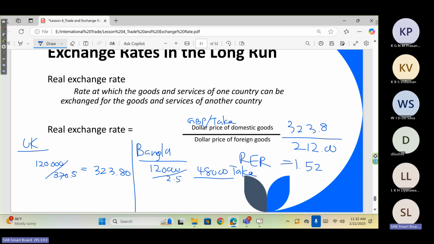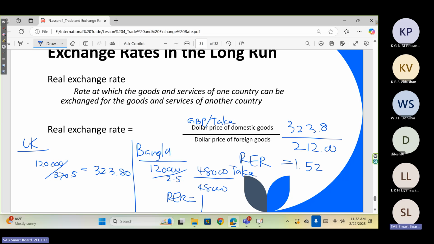That is the Taka price of foreign. How much is it in that country? 48,000. The real exchange rate is how much? 1. Can you see?